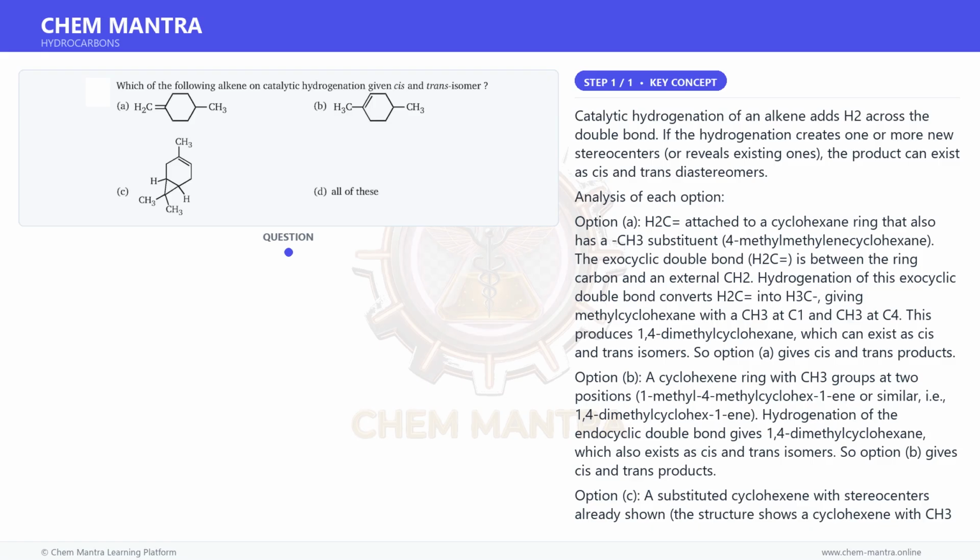If the hydrogenation creates one or more new stereocenters or reveals existing ones, the product can exist as cis and trans diastereomers. Analysis of each option.